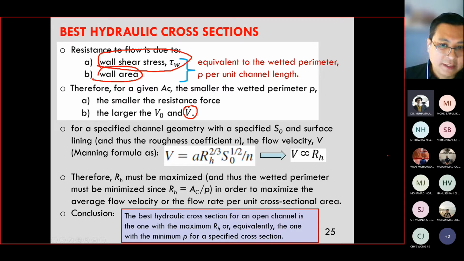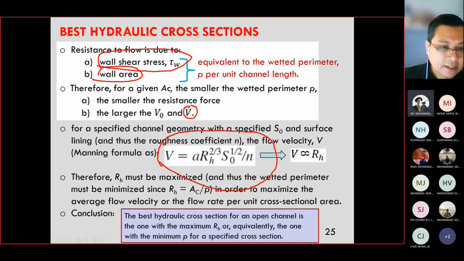For a specified channel geometry with a specific slope S0 and surface lining, and the roughness coefficient n, the flow velocity is given by the Manning formula. Okay, you can see here, it is influenced by roughness, V by roughness. So to calculate open channel flow, V is obtained by this formula. It depends on the channel itself. So the channel itself will contribute much to the condition of the flow.